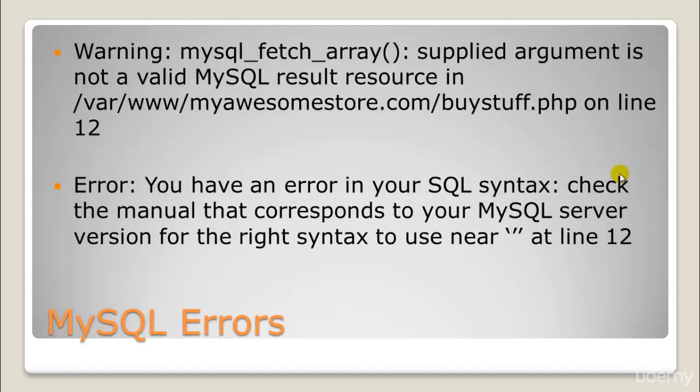This is another one: supplied argument is not a valid MySQL fetch array, and as you can see, it's in /var/www/myawesomestore.com. That means this var indicates it is running under Linux. Then, "You have an error in your SQL syntax; check the manual that corresponds to your MySQL server version for the right syntax." That means the names are inside quotes at line 12, and it is vulnerable to multiple quotes.